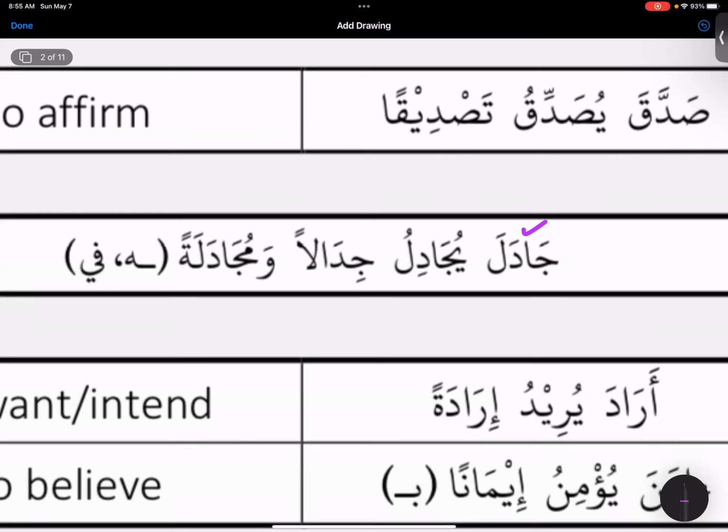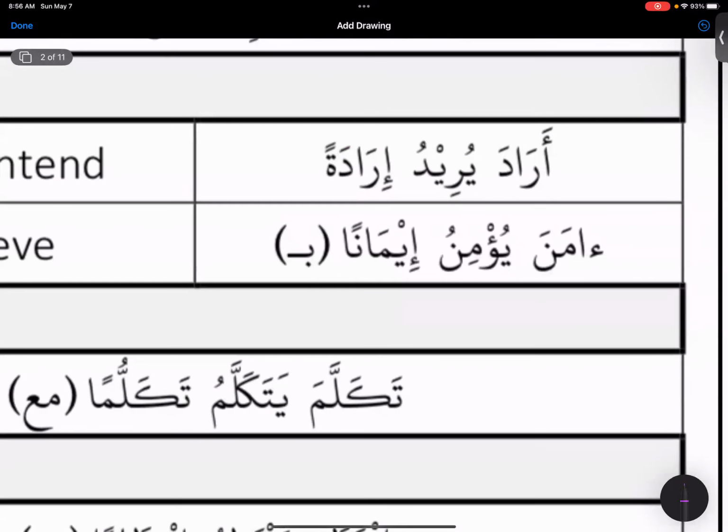And what verb do we need to remember for that? Allama, and then Jahada. Yes, Jahada. So Jahada we can remember. Jahada Yujahidu, jihadan, mujahadatan. And this family three is going to have two masdars. One is jidalan, the other one is mujadalatan. So jihadan wa mujahadatan.